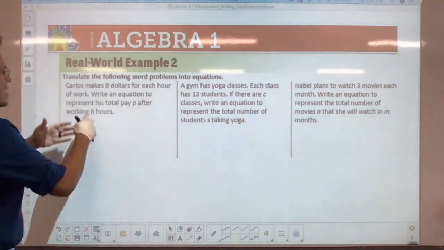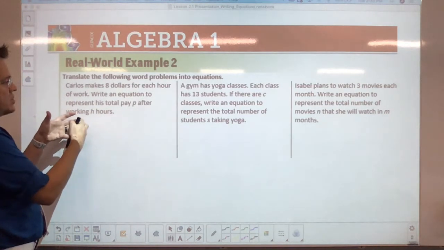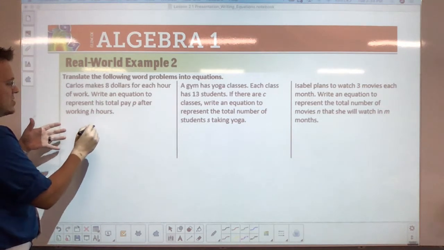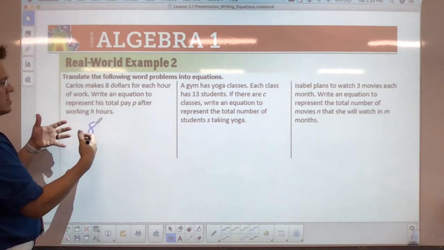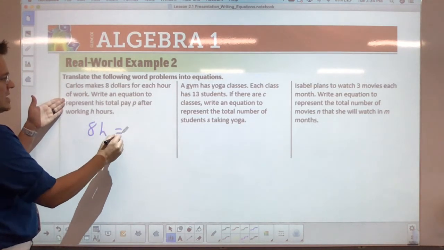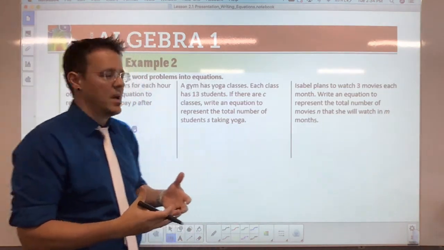So this one here, Carlos makes $8 for each hour of work. Write an equation to represent his total pay after working 8 hours. You guys would know that, as we have talked about before, you write down the dollars as you go, and he's making it per hour. So you'd write it up, and it's going to equal his total pay. Simple, end of story, nothing complicated about that, right?